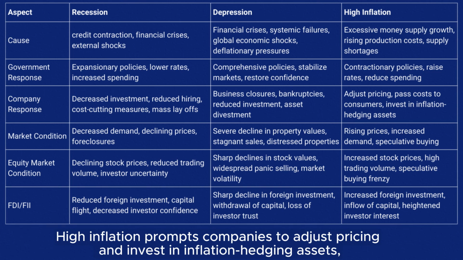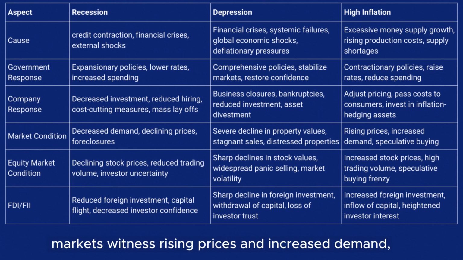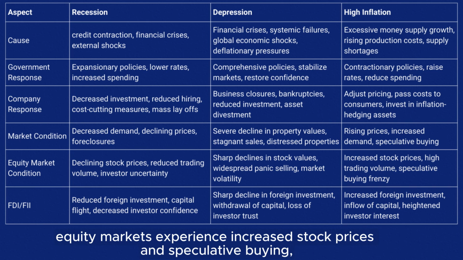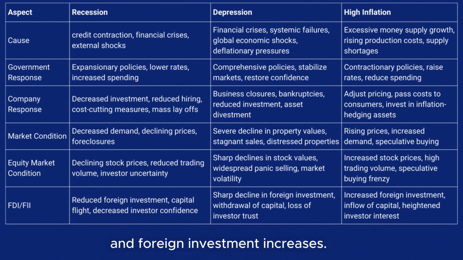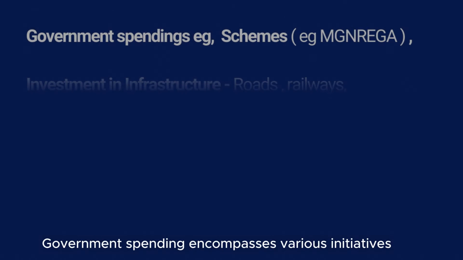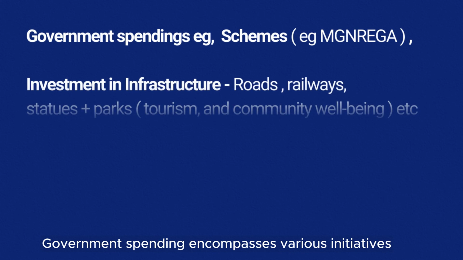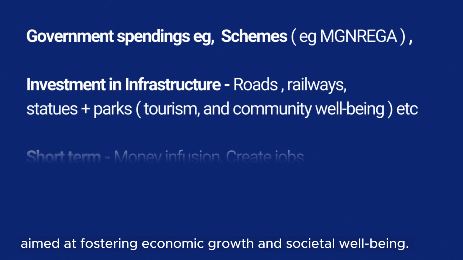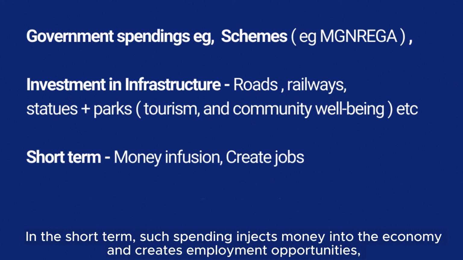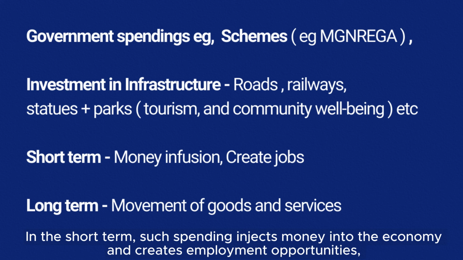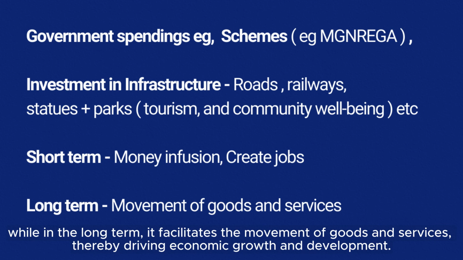High inflation prompts companies to adjust pricing and invest in inflation hedging assets. Markets witness rising prices and increased demand. Equity markets experience increased stock prices and speculative buying, and foreign investment increases. Government spending encompasses various initiatives aimed at fostering economic growth and societal well-being. In the short term, such spending injects money into the economy and creates economic opportunities, while in the long term it facilitates the movement of goods and services, thereby driving economic growth and development.